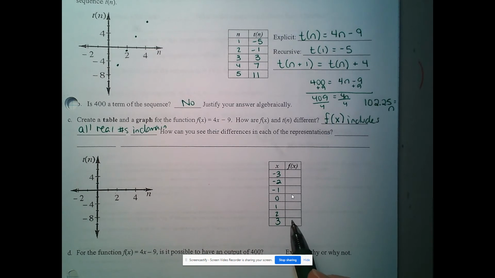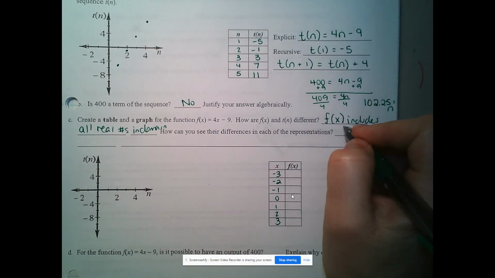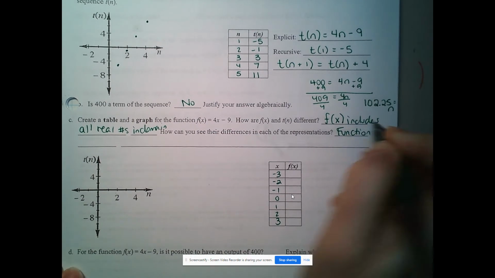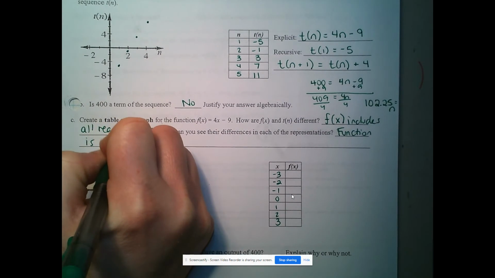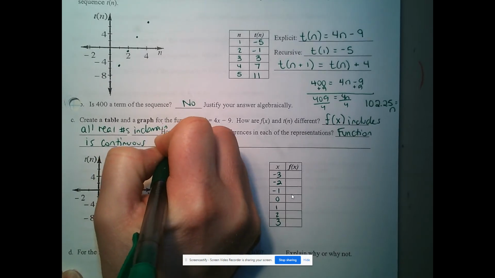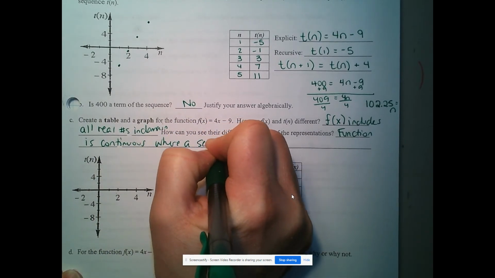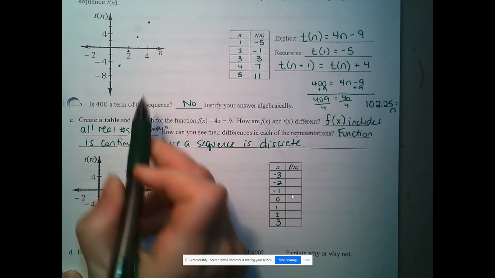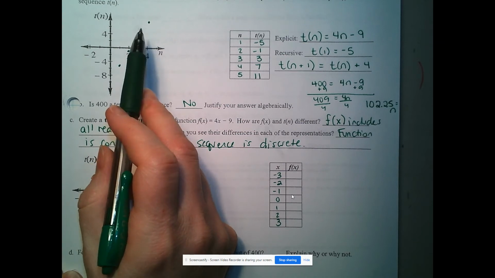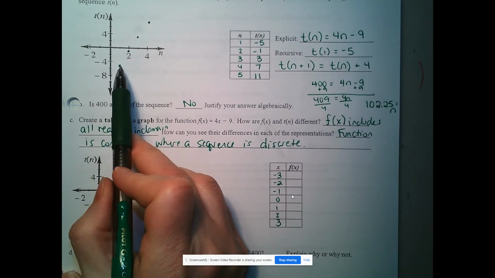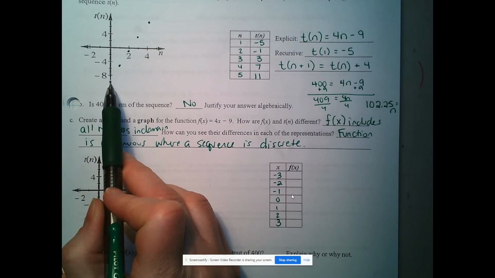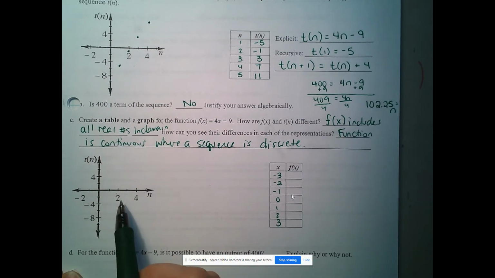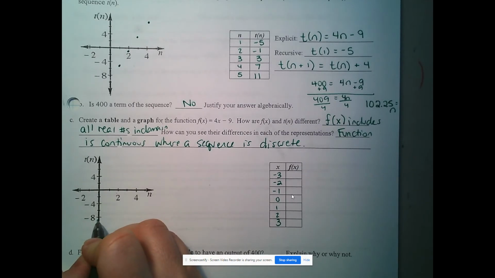How can you see the differences? One is that this graph is going to be continuous. So a function is continuous, where a sequence is discrete. So up here, when I graphed my sequence, I graphed dots. I did not connect them. My first dot was at 1. Notice I did not graph a dot for the y-intercept for the 0th term. When I graph this one, I am going to graph that -9.